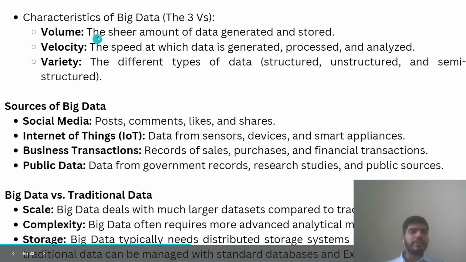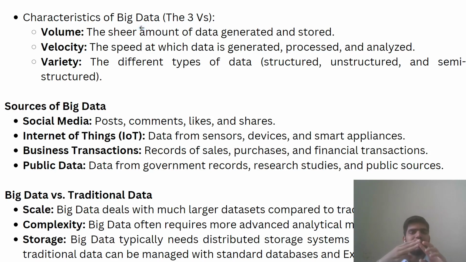Then comes the characteristics of big data. There are three V's. Actually, there are five V's: volume, velocity, variety, veracity, variability. Here, three are mentioned: volume, velocity, and variety. Volume is the sheer amount of data generated and stored, a huge amount of data. Big data volume is very much. Velocity is the speed at which data is generated. Every second, so much YouTube content is uploaded. That means data is generated very quickly, very fast.